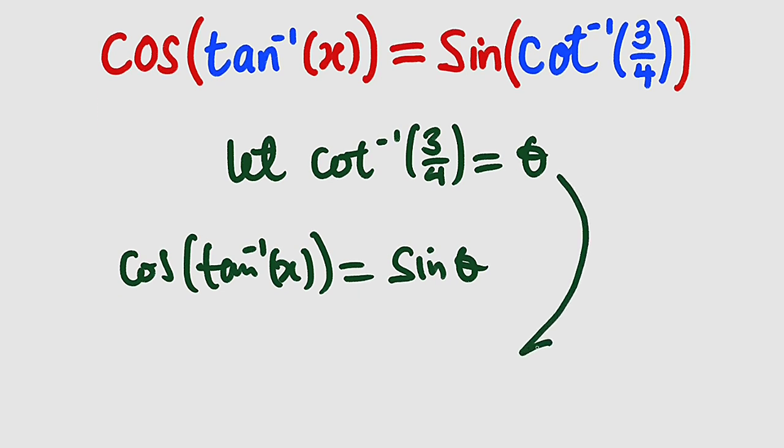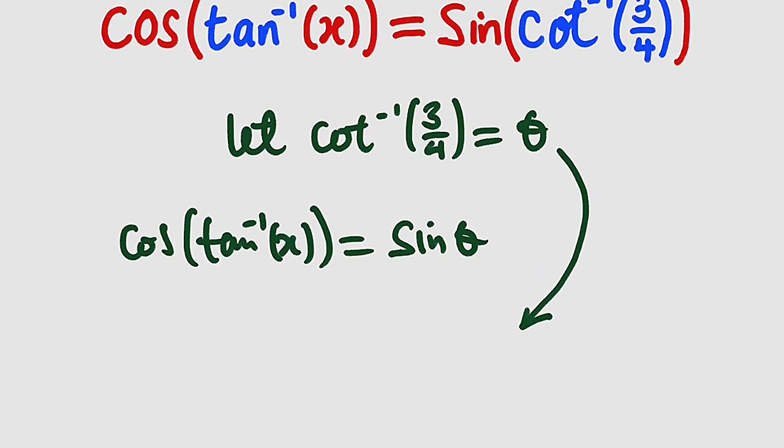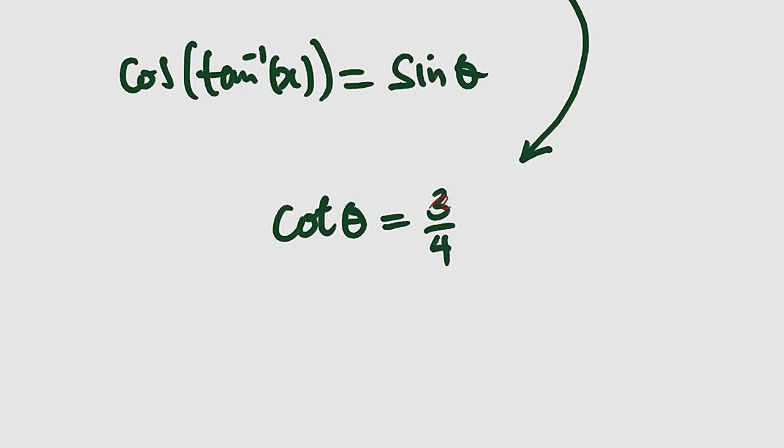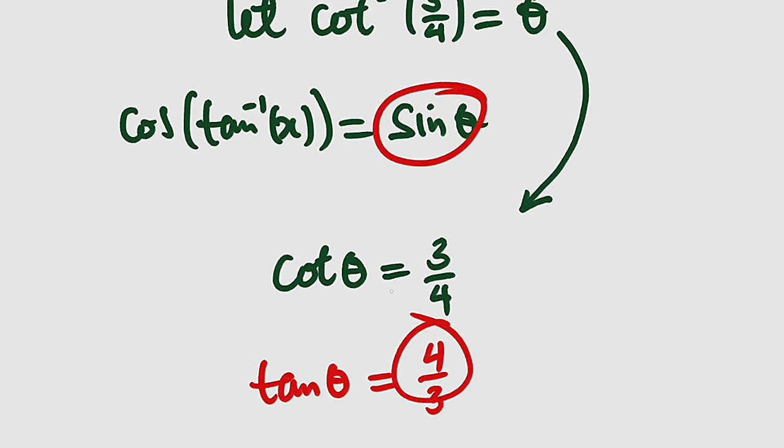From this equation that we have substituted, if you take cotangent of both sides, you have that cotangent of theta equals 3 divided by 4. And we know that cotangent is nothing but the reciprocal of tangent. So we can take the reciprocal of both sides. The left hand side gives tangent theta, and the other side gives 4 divided by 3. And we can find sine of theta from this using a right angle triangle.